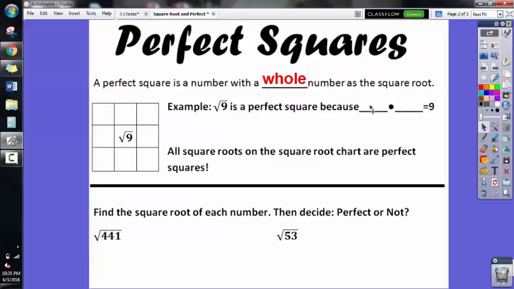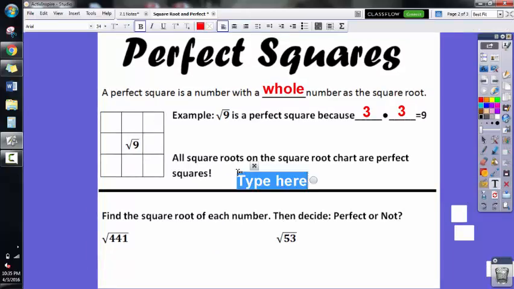Okay, square root of 9 is a perfect square because 3 times 3 is 9, and that does not involve any decimals. All square roots on the square root chart are perfect squares because there are no decimals. You might want to go ahead and write down no decimals. In perfect squares, there's no decimals.